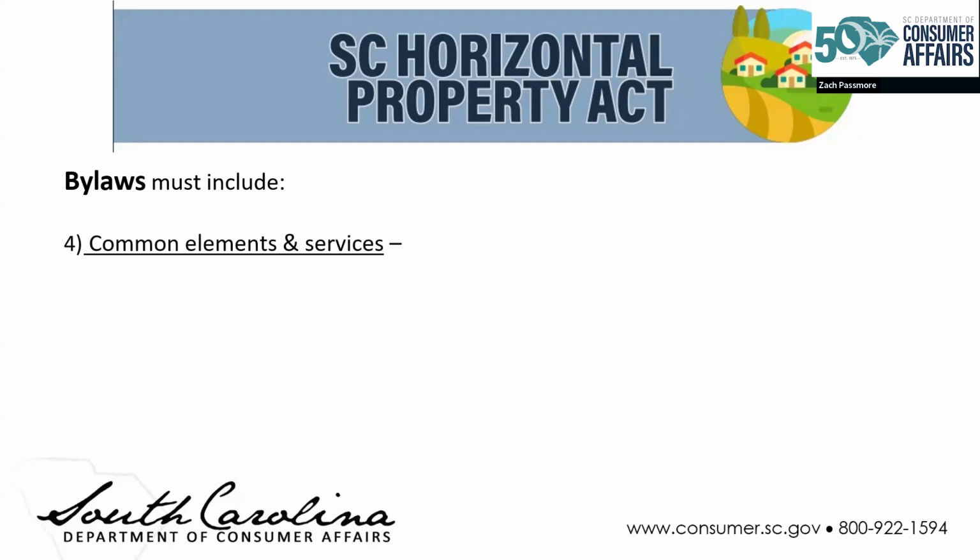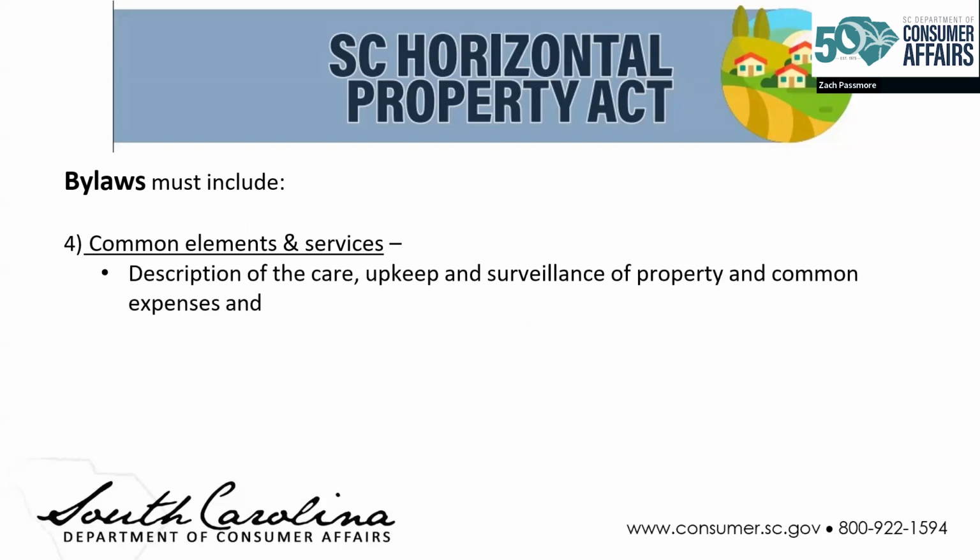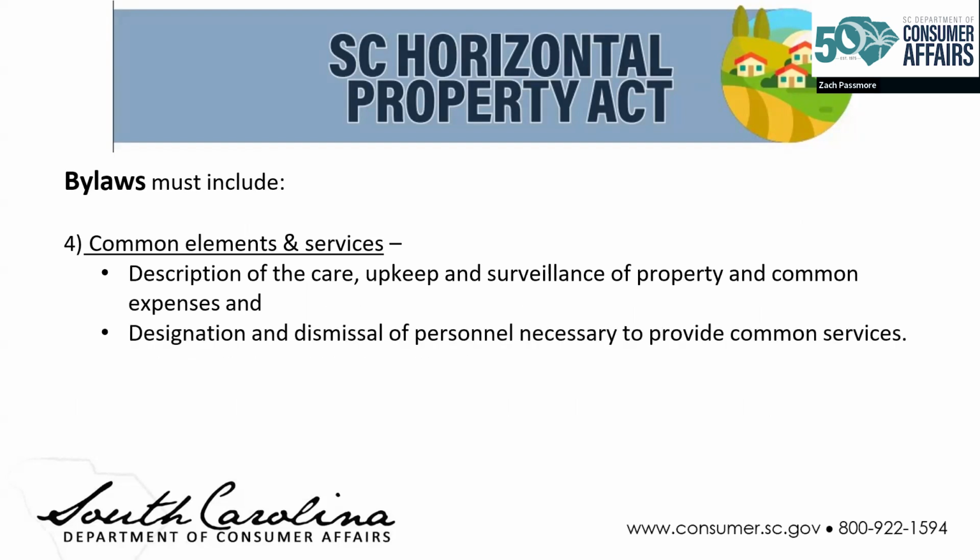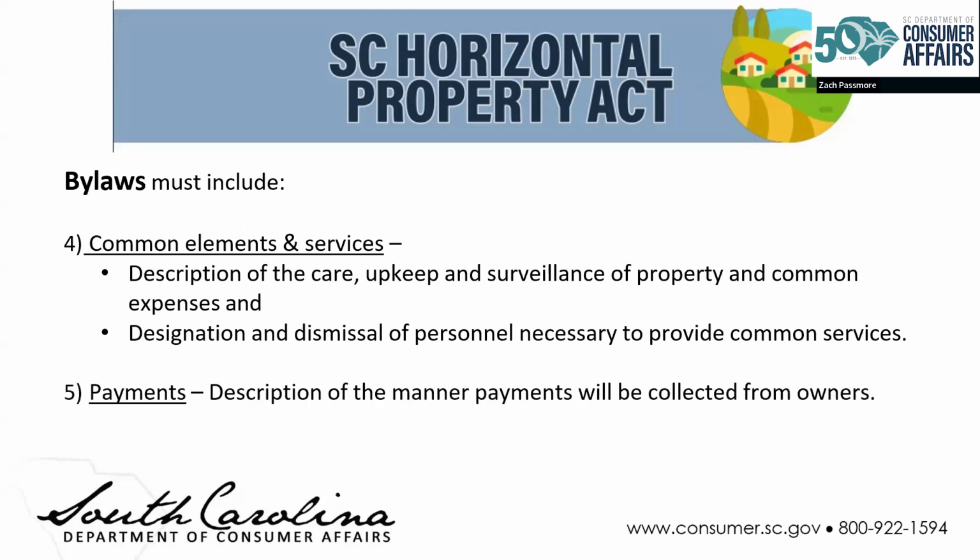Some other things that must be included in the bylaws of horizontal property regimes are a list of the common elements and services, a description of the care, upkeep, and surveillance of property and common expenses, and the designation and dismissal of personnel necessary to provide common services. And there must also be a section on payments, that's a description of the manner that payments will be collected from owners.